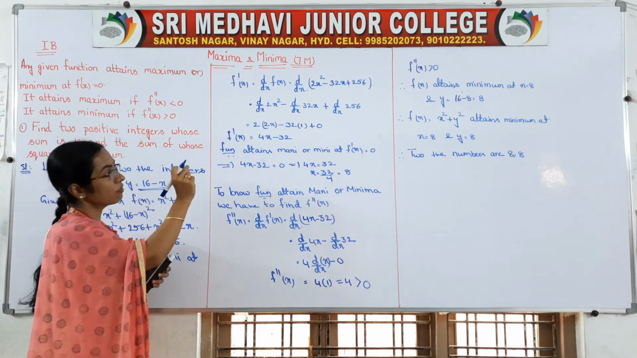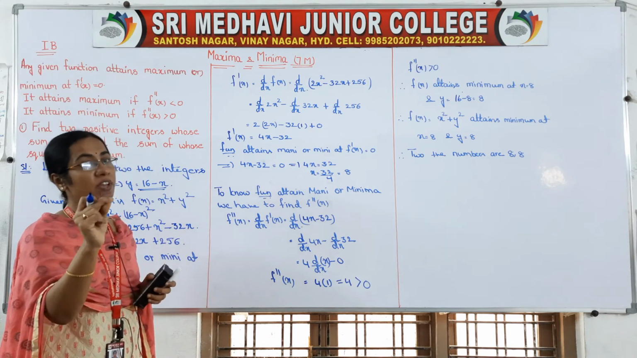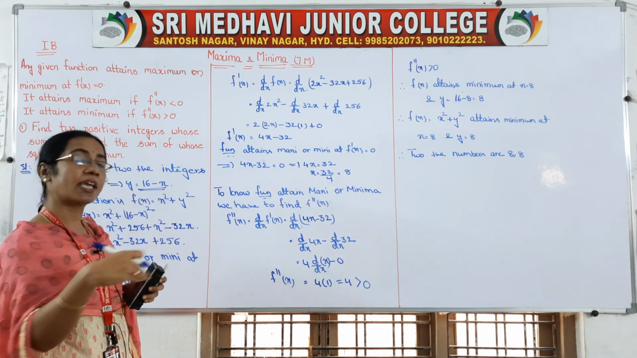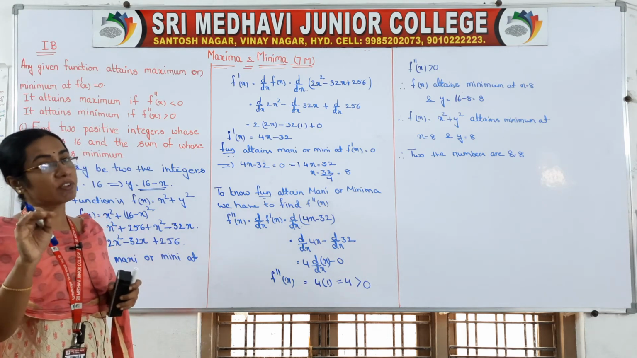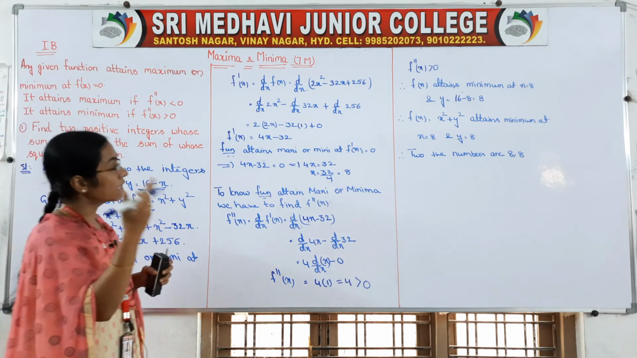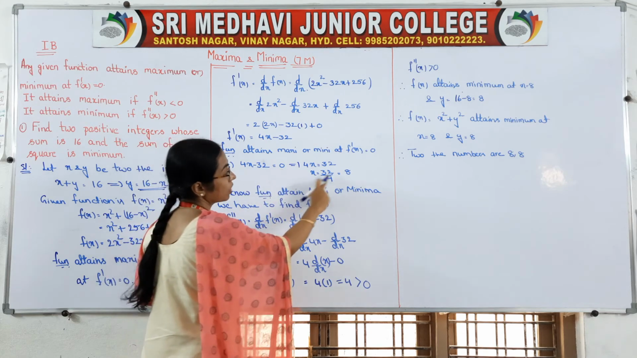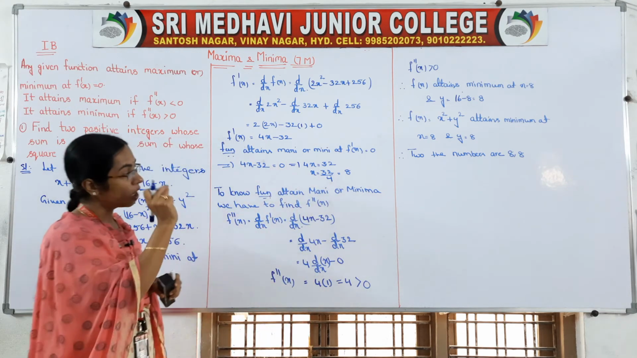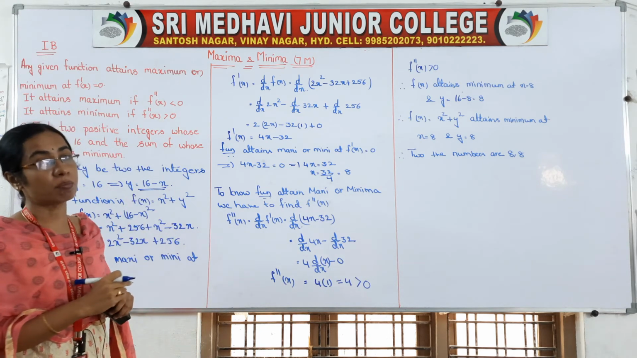So if we equate this equation to 0, you will get one x value. At that x value, this function attains either maximum or minimum. We don't know which. So equate that equation to 0 and get your x value. X is equal to 8. At that x value, the function attains either maximum or minimum.